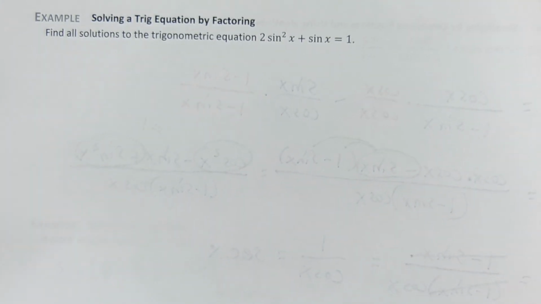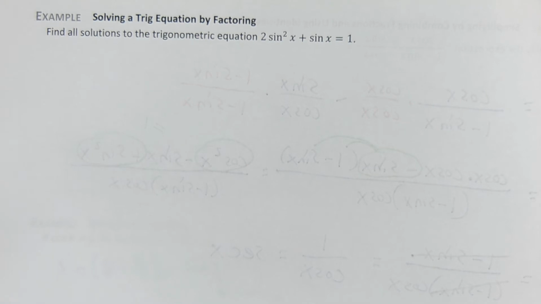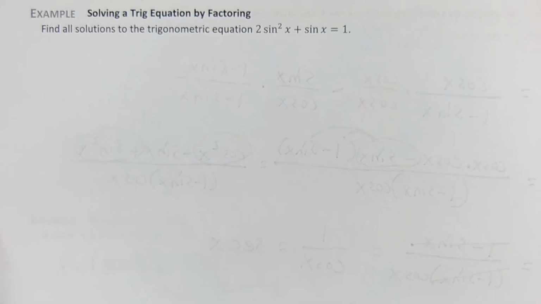Once again, though, we are going to solve for x. It does say find all solutions. The first thing we're going to do is find the solutions in the first 2 pi, like we did in the last question. And then I'll explain to you what it means to say find all solutions.